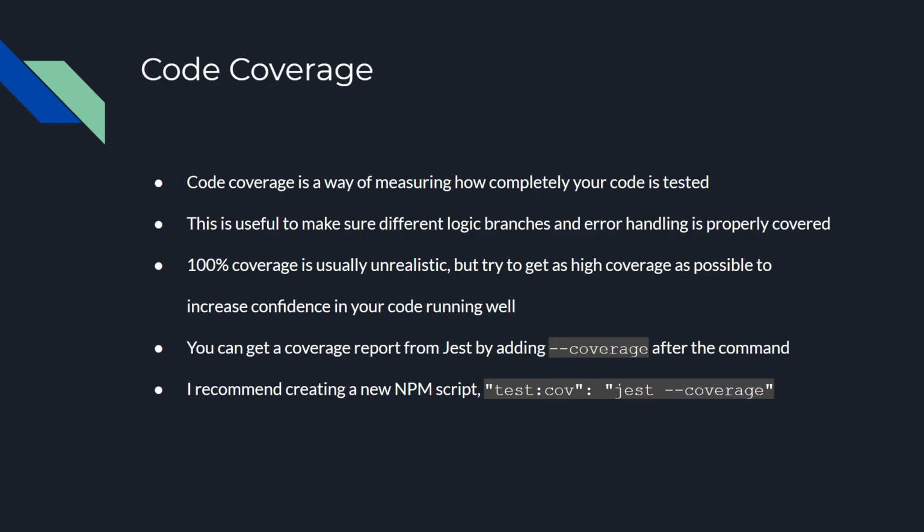Code coverage is usually expressed as a percentage. It can be a percentage of functions or a percentage of the number of lines of code. Usually, testing frameworks will provide you counts of both.